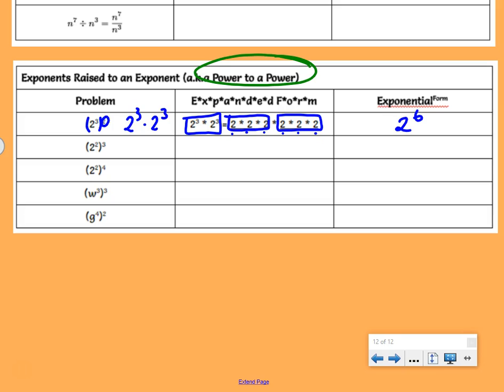Okay? To help you set up the next one, because this one is a little bit more difficult, we have 2 to the second power raised to the third power, which would really be 2 to the second power times 2 to the second power times 2 to the second power. We want to see 1, 2, 3 of the thing in parentheses. So then that would be 2 to the second power, which would be 2 times 2, times itself, 2 to the second power, so 2 times 2 again, times one more time, 2 to the second power, so 2 times 2. How many 2's do we have together? 6. So this would be 2 to the 6th power.